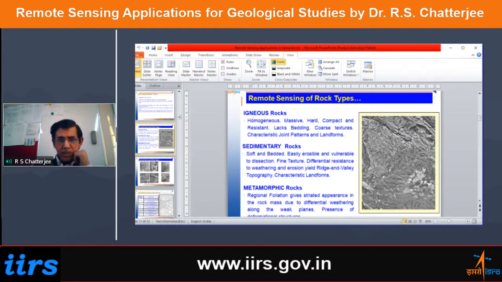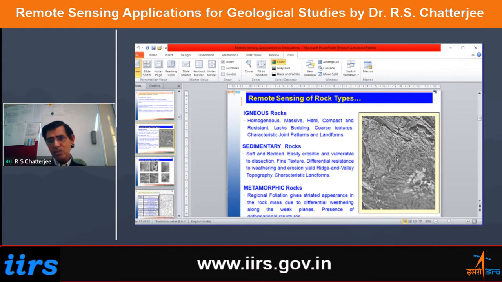How do we interpret that? See, what are igneous rocks? What are their characteristics? Igneous rocks are homogeneous, massive, hard, compact, and very resistant, and they do not have any bedding. No bedding means no layering. So you will not find a layered appearance in igneous rocks, except in the case of lava layers, isn't it? And what kind of appearance will it have on the image? The texture will be coarse, and a characteristic joint pattern can be visible. Based on the landform, the joint pattern and the texture, you can interpret that it is igneous rock.